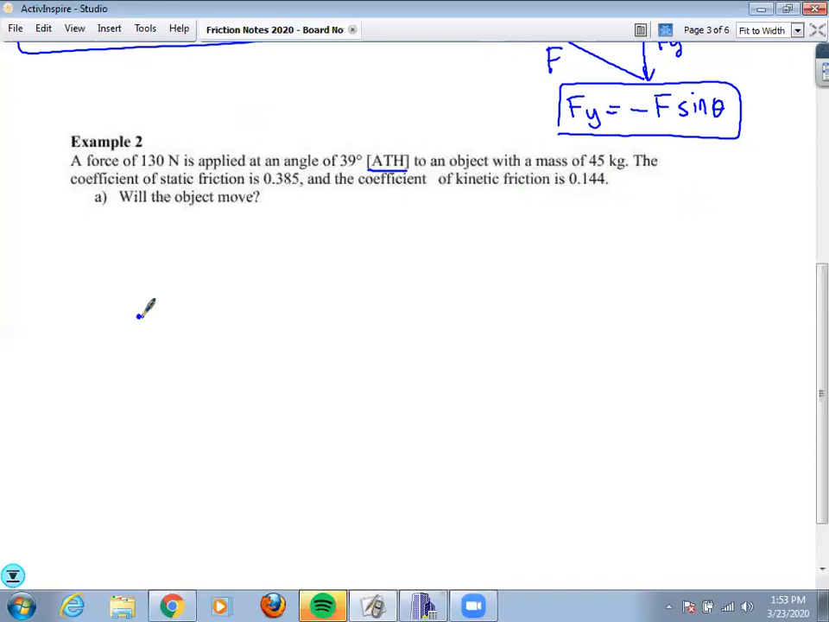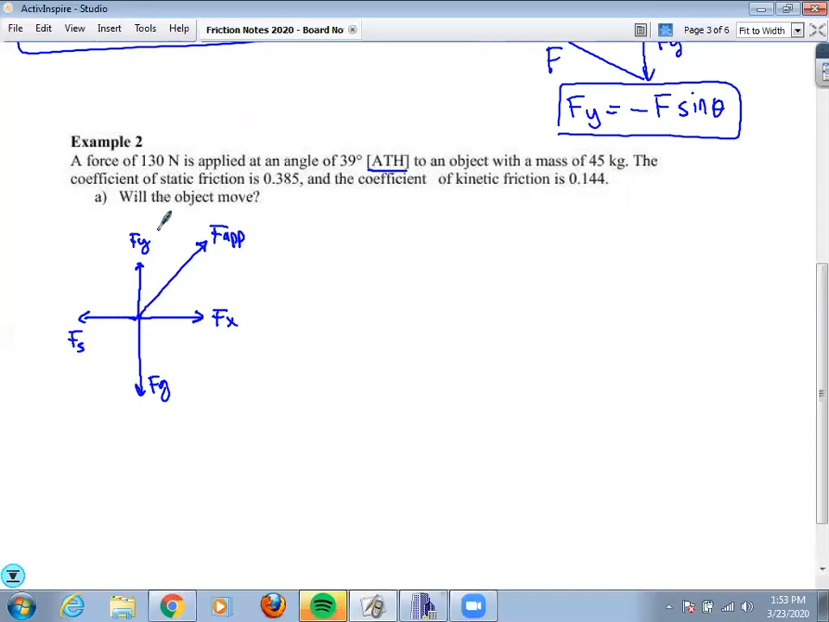And again, we'll just go to the right as being positive. So we have our F applied, like that. Now clearly, what's going to push the object forward is Fx. What's going to act against Fx is Fs, static friction. And we have weight going down, Fg, and we have Fy going up.